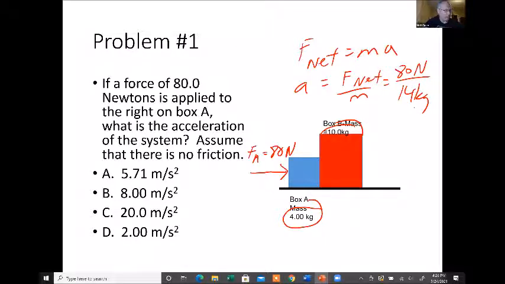And when I do, I end up with about 5.71 or thereabouts. So my best answer is A, which is what most of you got. The key there is that 80 newtons isn't just acting on box A, it's acting on the whole system, because that's the net force for the whole system. Everybody okay with that? Those of you who said C, are you understanding why it's A?